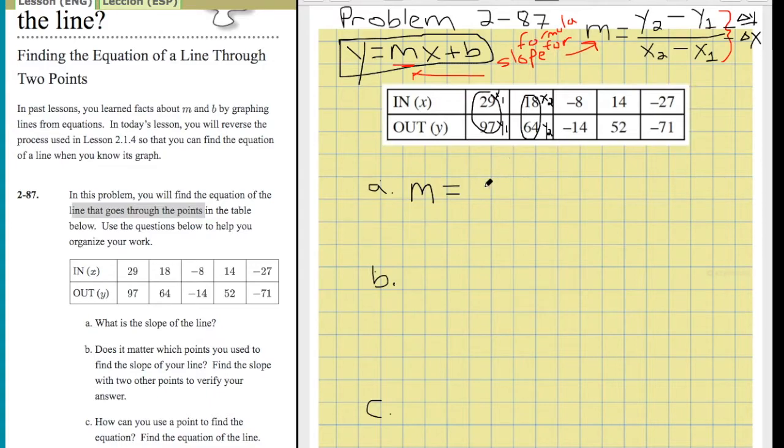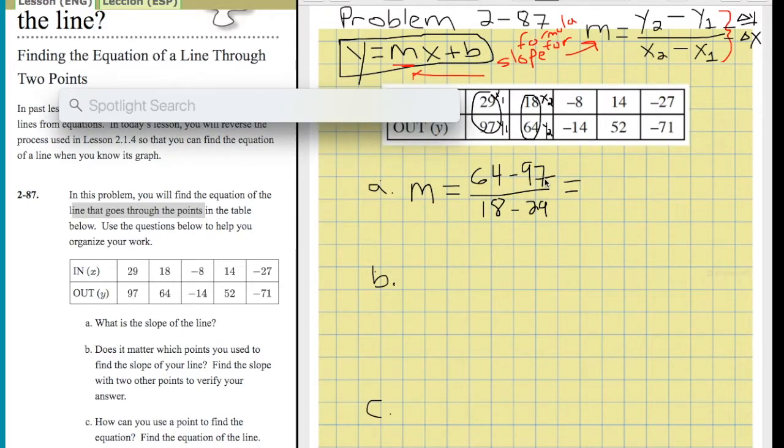Okay, so let's do it. y2 minus y1. So y2 is 64 and y1 is 97. And we're going to set that over 18, which is x2, minus 29, which is x1. And with that, we just need to simplify our fraction here. Again, start with grouping here. We're grouping this in the numerator, so we can simplify this. These are like terms right here. 64 minus 97, we're going to get a negative answer right there.